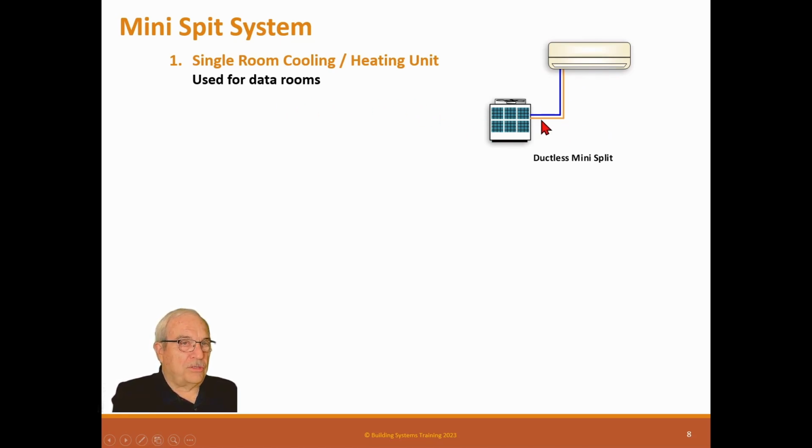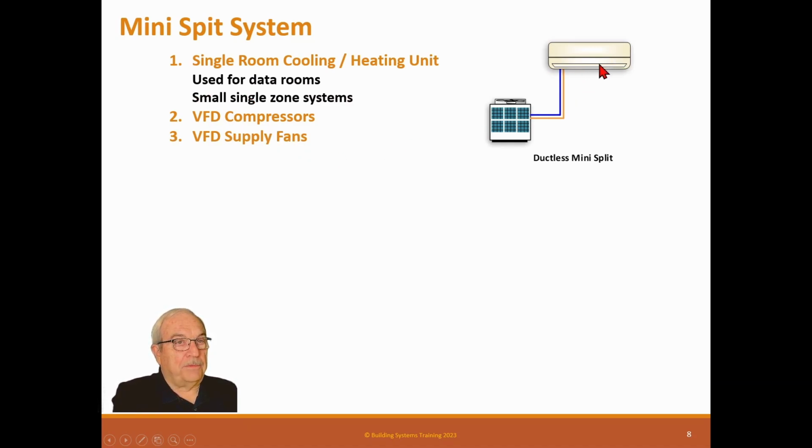These normally are used commercially for data rooms or small single zone systems. They're very efficient units. They have a VFD compressor, so they have a variable speed compressor system. They have a VFD supply fan up here. And this is a ductless unit. It doesn't have any ductwork on it. It just blows and cools a single room and is connected to an outside condensing unit. They're very efficient at cooling. They're up around 24 SEER, 26 SEER, a little higher than most package units are available.